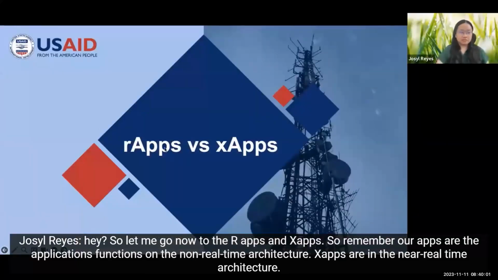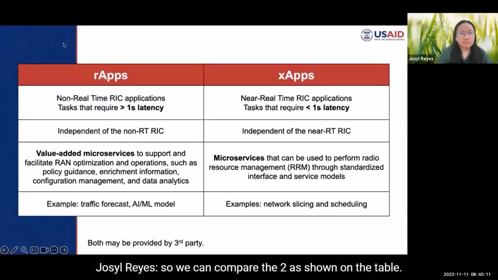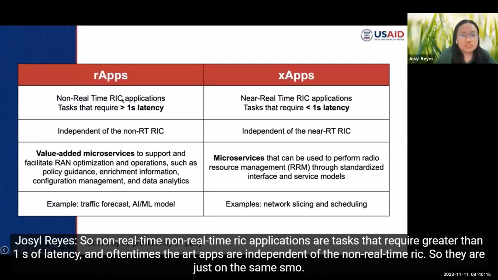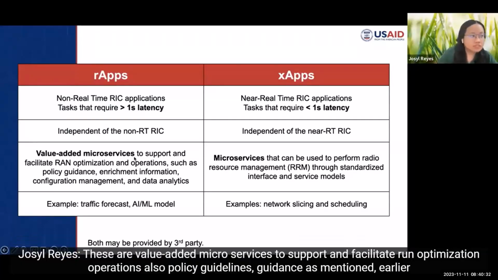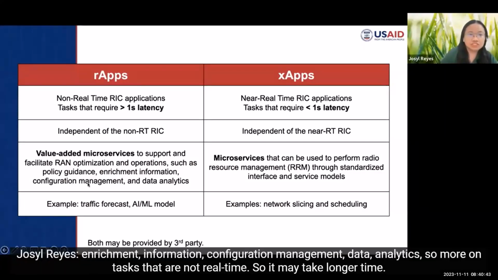So remember, rApps are the applications, the functions on the non-real-time architecture. xApps are in the near real-time architecture. So we can compare the two as shown on the table. Non-real-time RIC applications are tasks that require greater than 1 second of latency. And oftentimes the rApps are independent of the non-real-time RIC, so they are just on the same SMO. These are value-added microservices to support and facilitate RAN optimization operations, also policy guidance as mentioned earlier, enrichment information, configuration management, and data analytics. So more on tasks that are not real time, so it may take a longer time.